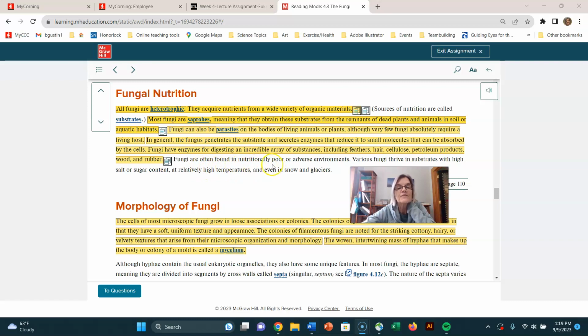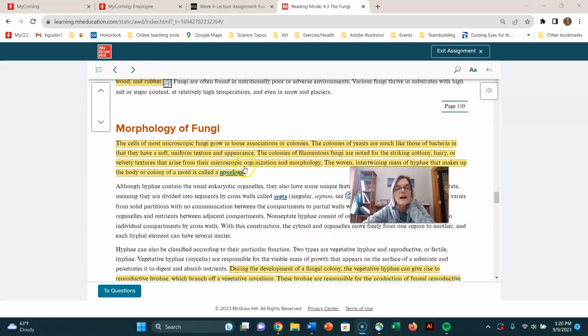The other thing it says is they're often found in nutritionally poor or adverse environments. Think about the inside of your shower. If it gets kind of dirty, in between cleaning you might notice mold growing there. You don't see other things growing there. You don't see bacterial colonies. You see mold colonies. And it's because mold, or fungi in general, can survive when there's very little nutrition and even just the slightest bit of water. So fungi are pretty good at growing in lots of different places.